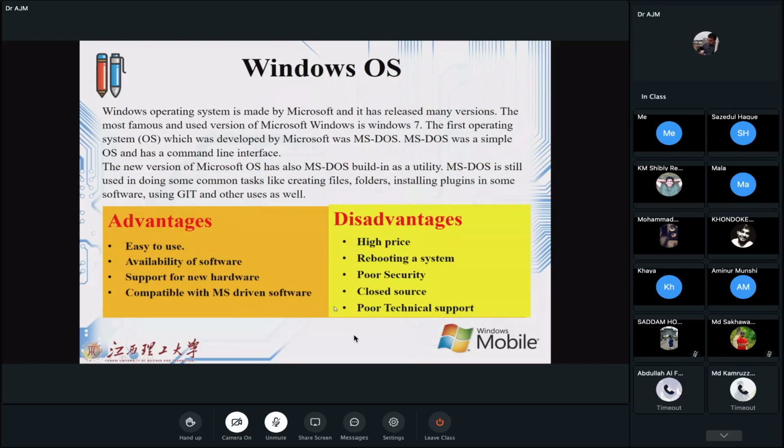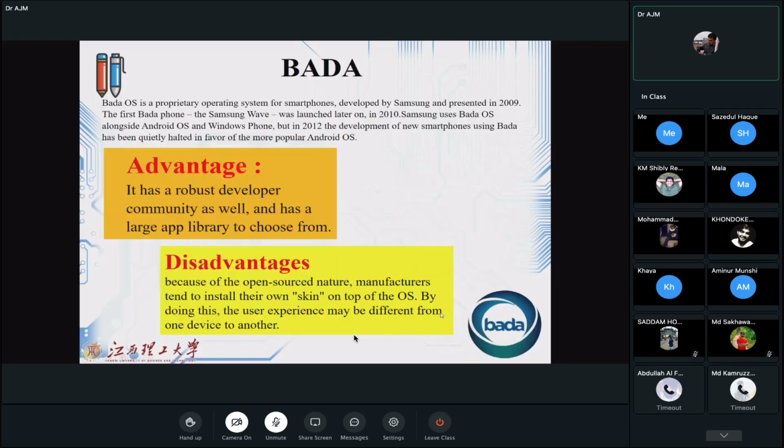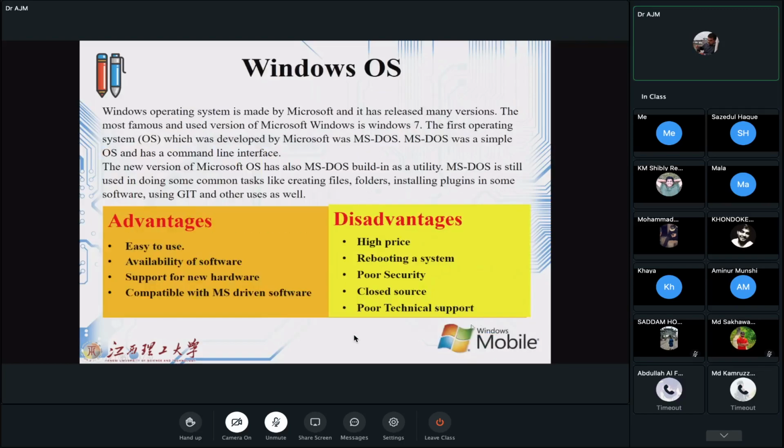Windows Mobile phone was another one that came out from Microsoft, based on the experience they had with MS-DOS. It was easy to use, with availability of software, support for new hardware, and compatibility with MS-DOS software. But the disadvantages were high price, rebooting the system all the time, poor security, closed source, and limited technical support.